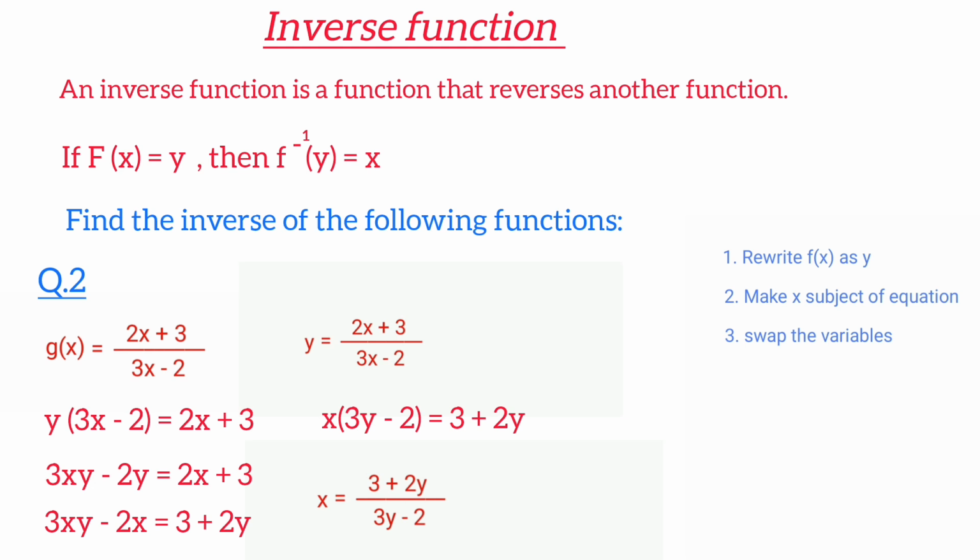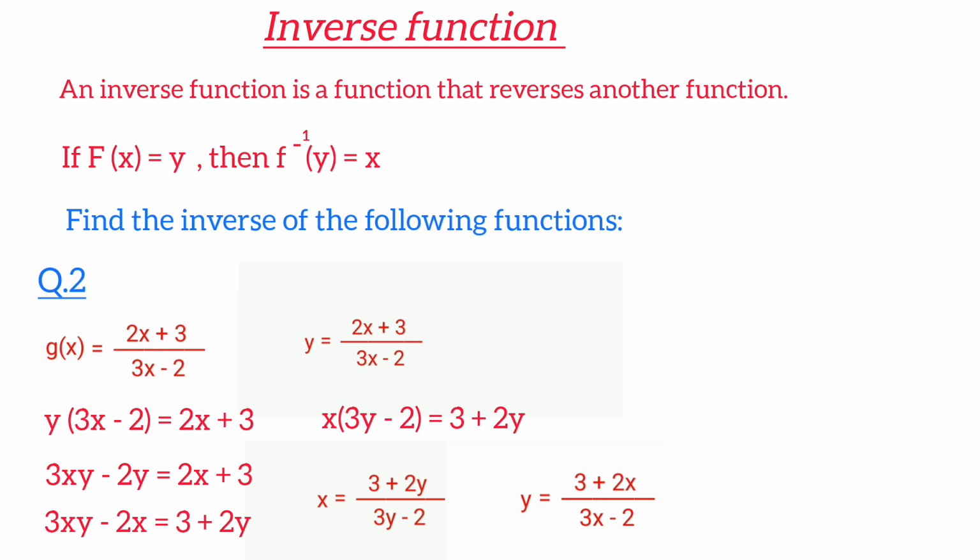Next, we swap the variables, that is, we write x in place of y and y in place of x. So this becomes y is equal to (3 plus 2x) over (3x minus 2). And this is the inverse function.